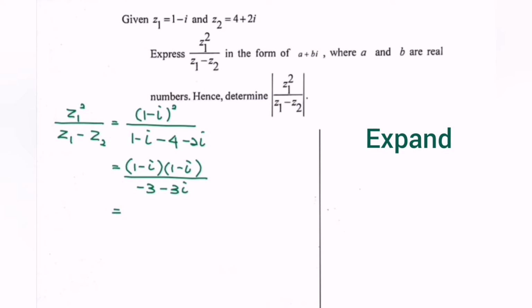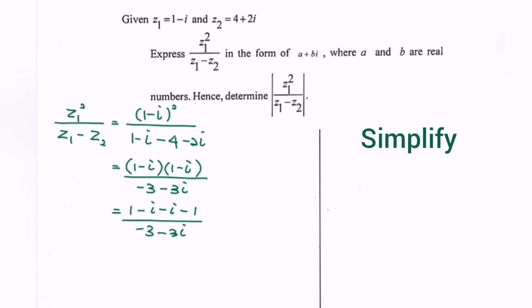Next is to expand the numerator and then simplify, where we have 1 minus i plus i squared, where i squared is equal to negative 1. So here we will have negative 1 over the negative 3i. Simplify and we will have negative 2i over negative 3 minus 3i.